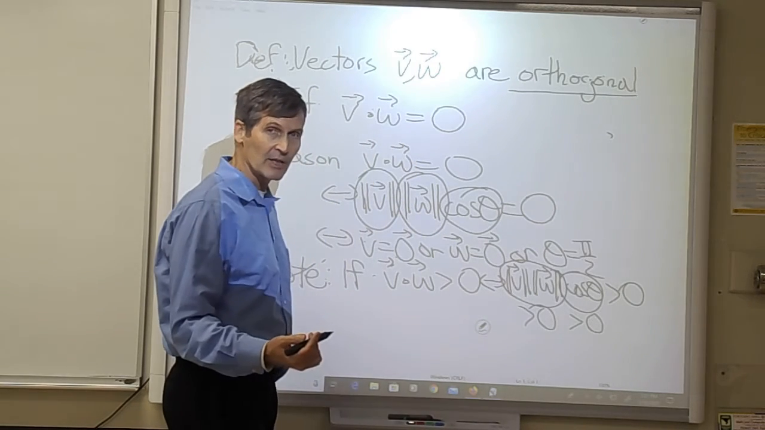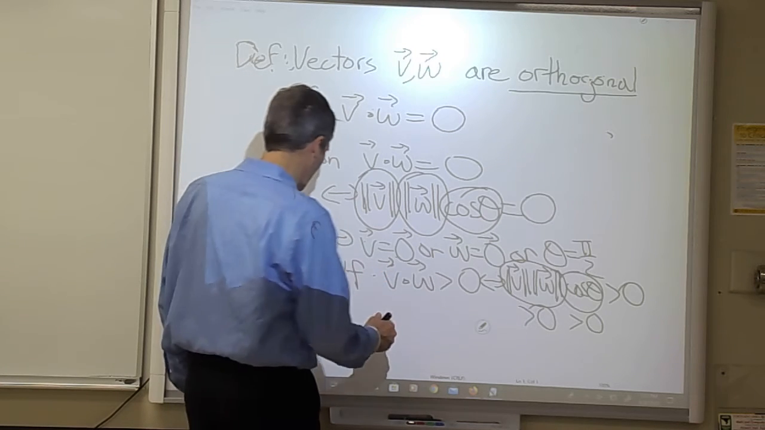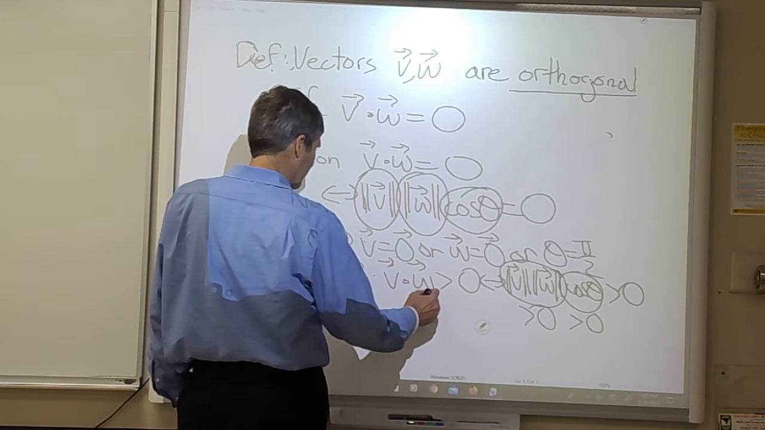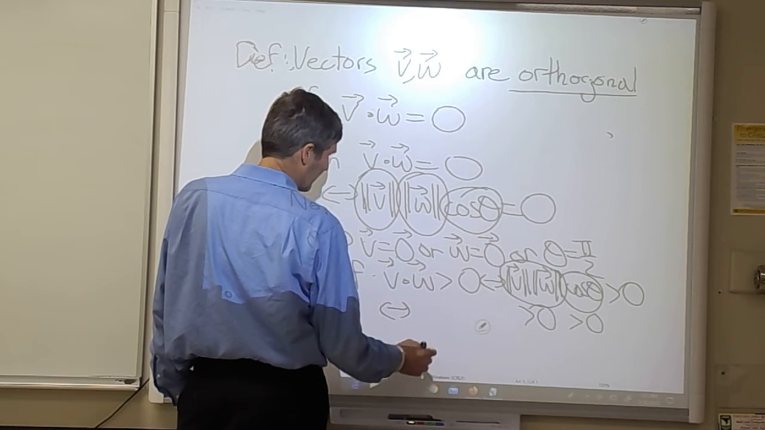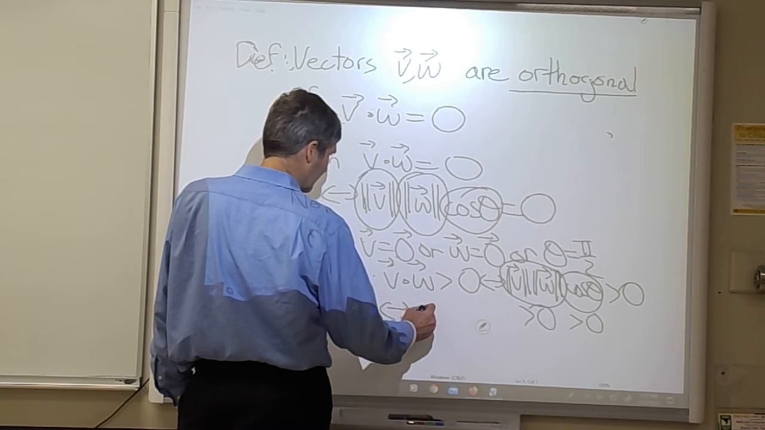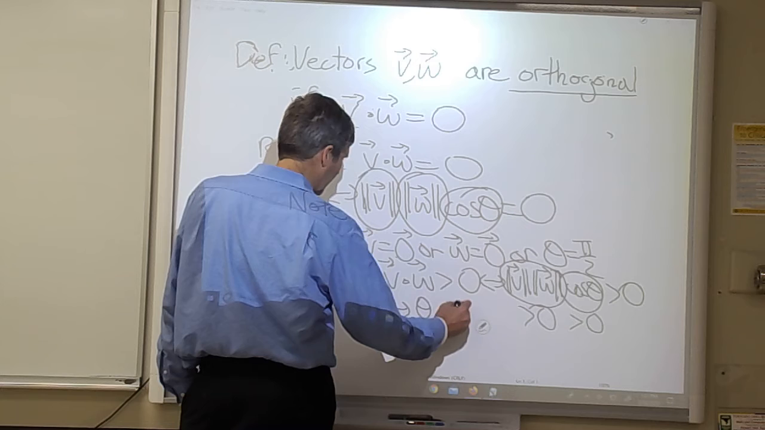But if cosine is positive, what do you know? Theta is an angle between 0 and 180. That means you're in the first quadrant. So the dot product being positive is equivalent to saying that V and W are non-zero vectors with angle between them in the first quadrant, acute.